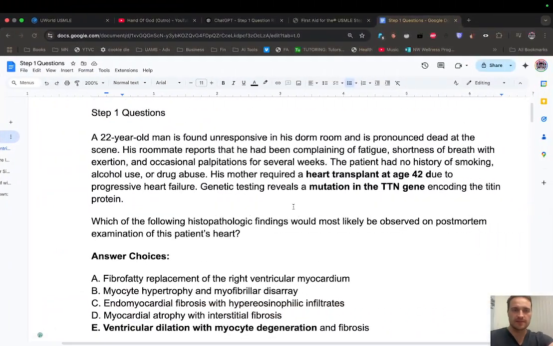Okay, this is a cardio question. A 22-year-old man is unresponsive in the dorm room, pronounced dead at the scene. He has no history of smoking, alcohol, or drug abuse, and his mom had a heart transplant at 42, and he's got a mutation in the TTN gene. So they could have said that he uses cocaine and alcohol as well for this type of question, but TTN is enough to answer it.